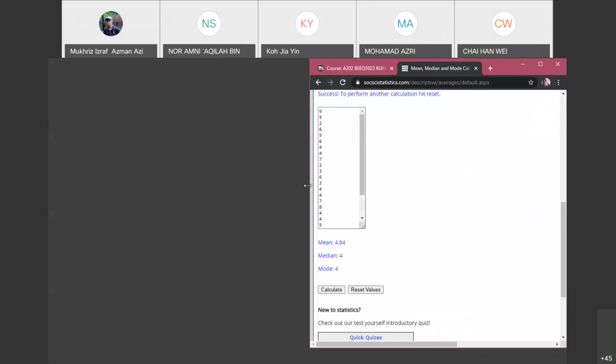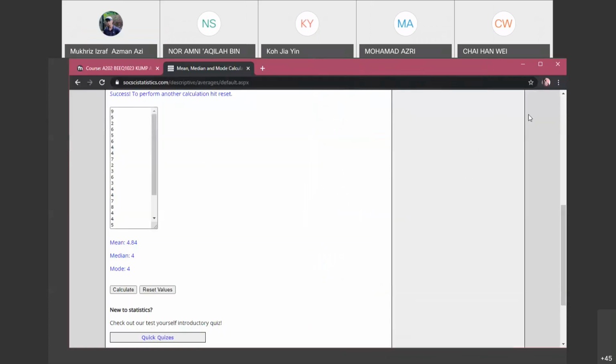So this is a simple, straightforward tool that you can use throughout the whole semester, whenever you want to calculate the mean. In our next class, we're going to use this to calculate variance and standard deviation. If you click on the link for variance and standard deviation, you will see two options, whether it is using sample data or population data. That we will also cover this coming Thursday.